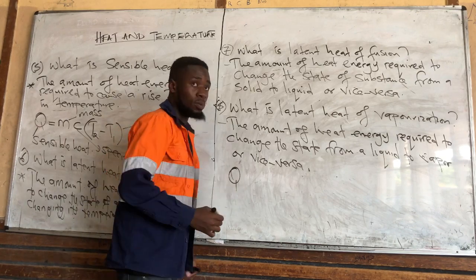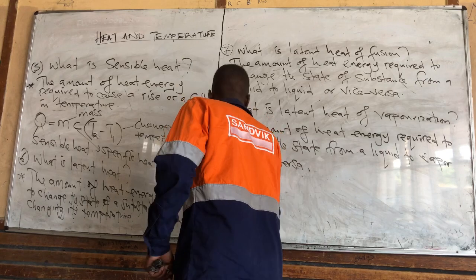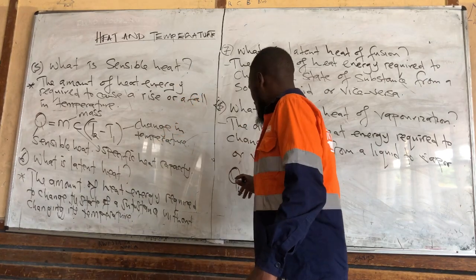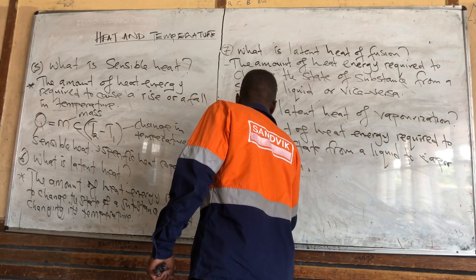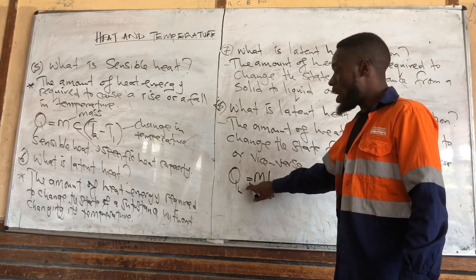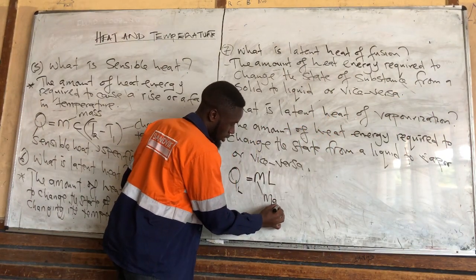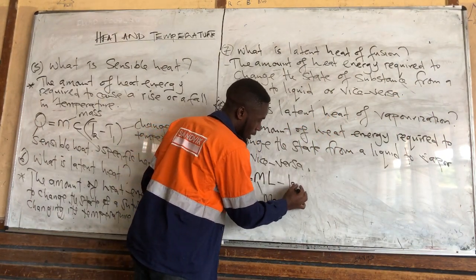Latent heat, which is Q. Let me put an L here to write latent heat. Latent heat is equal to what? The mass multiplied by the latent heat, right? The mass multiplied by the what? The latent heat.